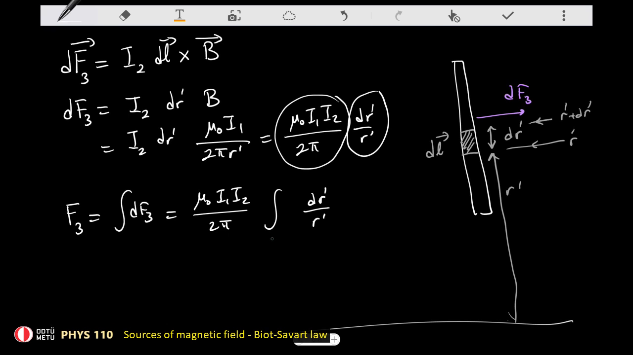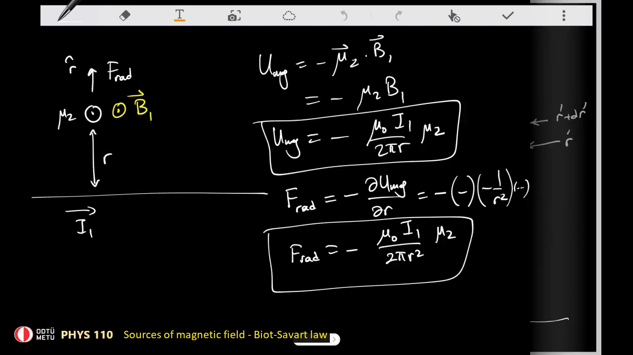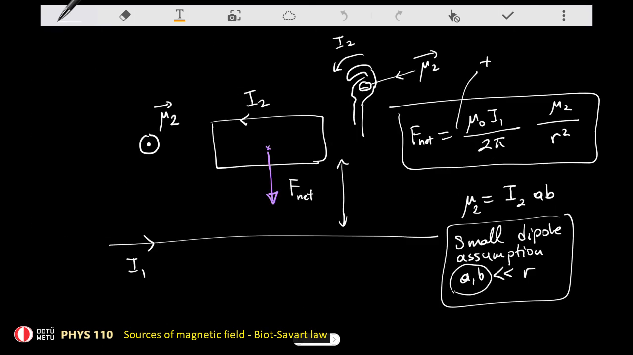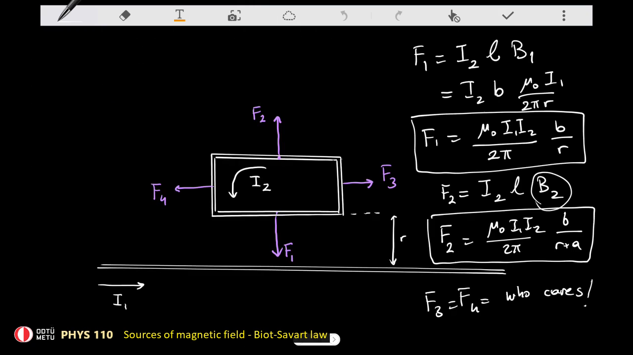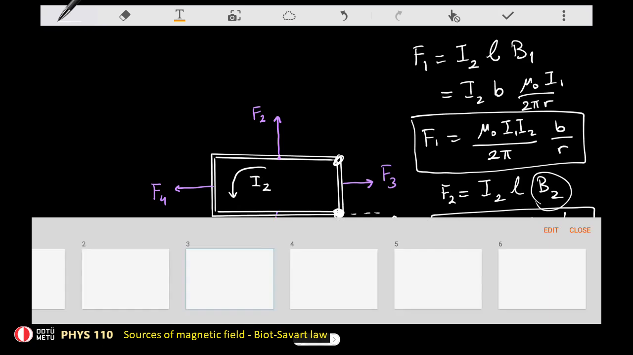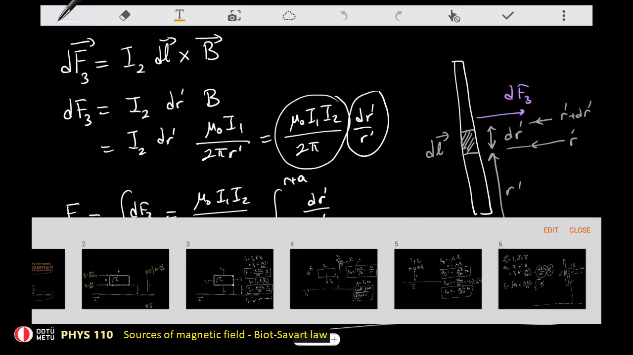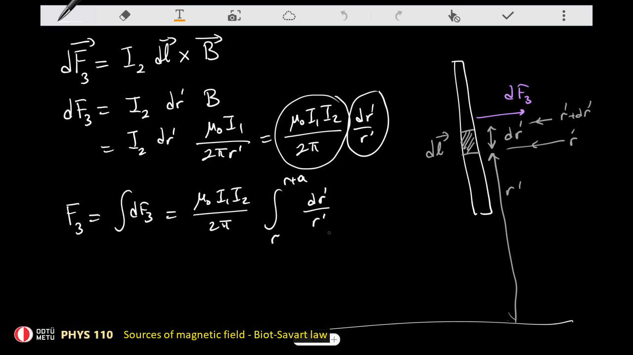What are the integration limits? R prime starts with r and ends up with r plus a. So let's just go back and see it in here. Where was it? Yeah, it was in these pictures. But in any case, we start from here where the distance is r and end up in here where the distance is r plus a. Right? That's what we are doing. All right. So therefore, these are the integration limits.